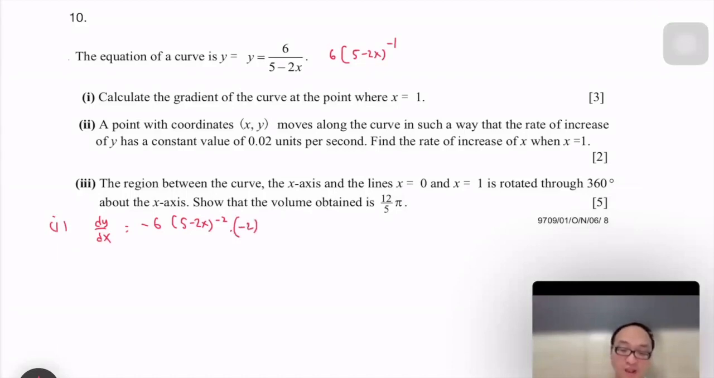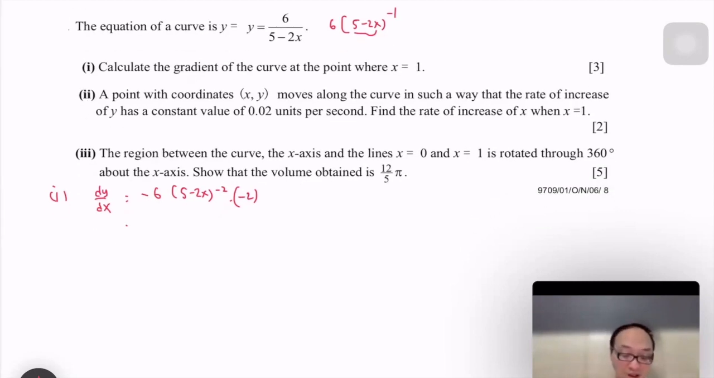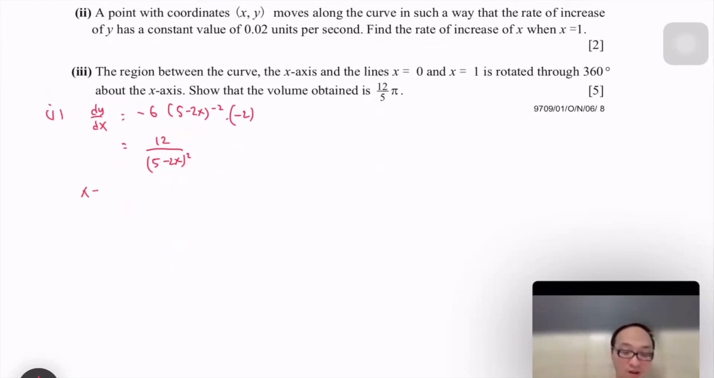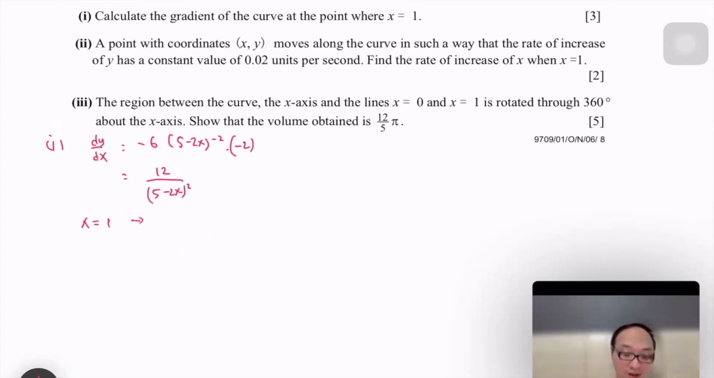the gradient, the derivative of 5 minus 2x. So it equals 12 over (5 minus 2x) squared. So when x equals 1, dy/dx will be equal to 12 over (5 minus 2 times 1) squared, which equals 12 over 9. So it equals 4/3.